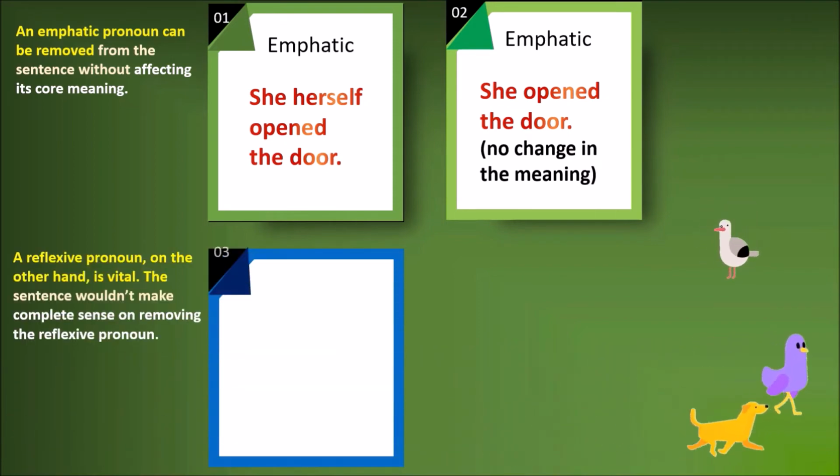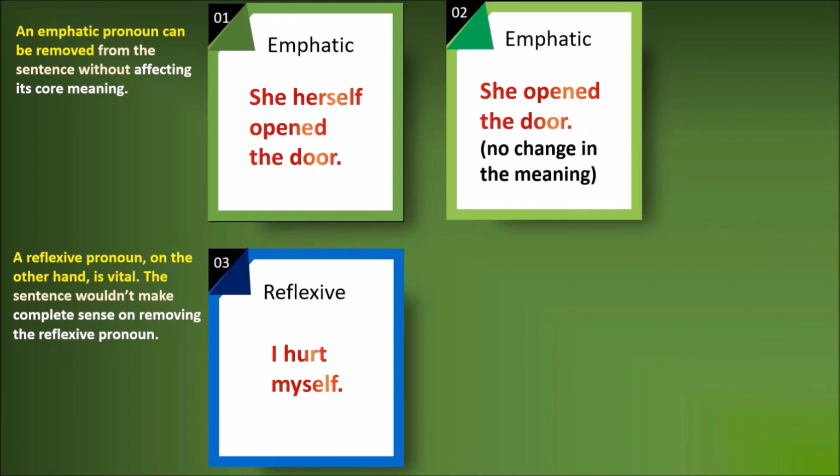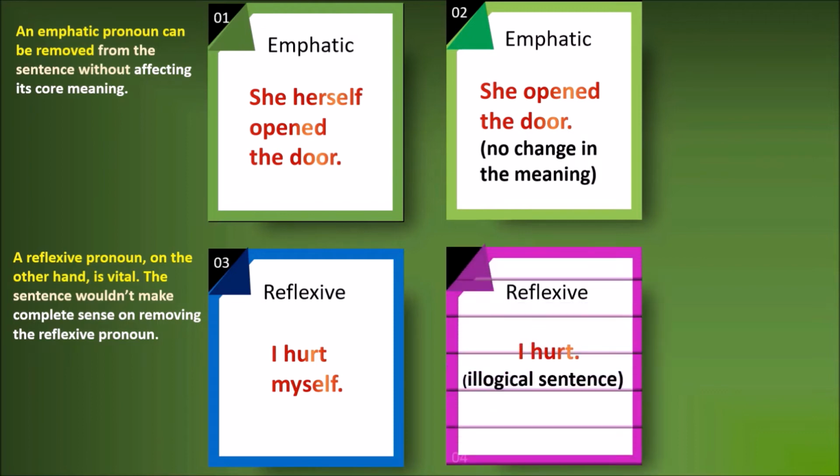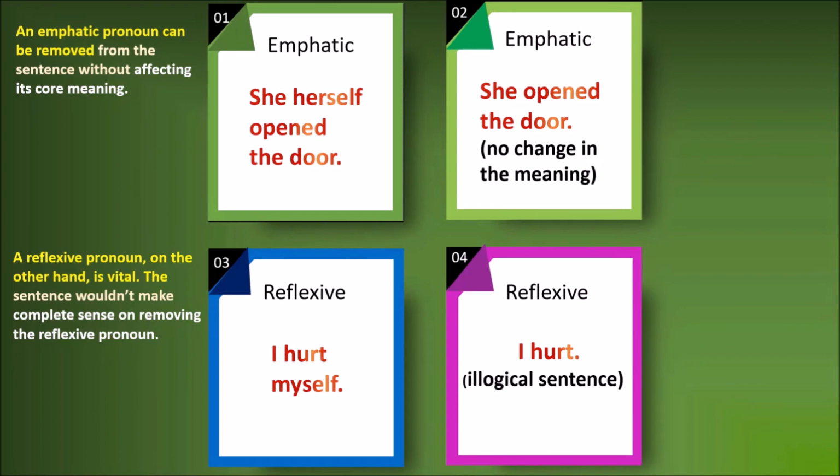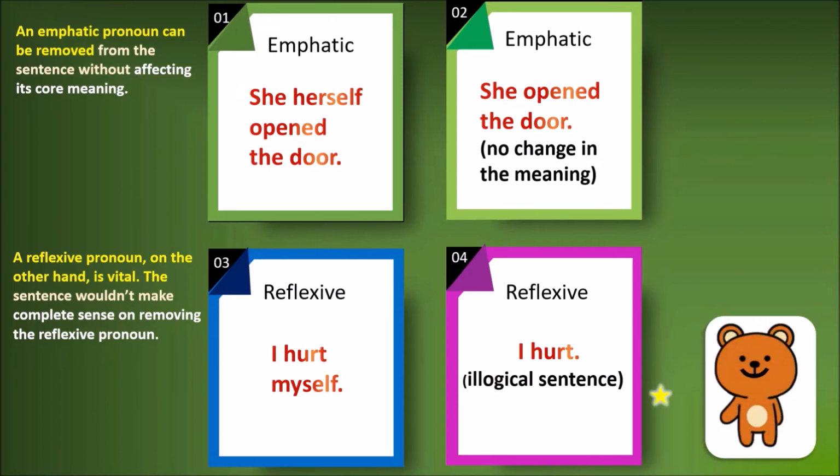Whereas, in case of a reflexive pronoun, if I remove the pronoun, the sentence wouldn't make complete sense. I hurt myself will become I hurt. So this is not a logical sentence. So do you see the difference now? Don't worry, I have more examples for you.